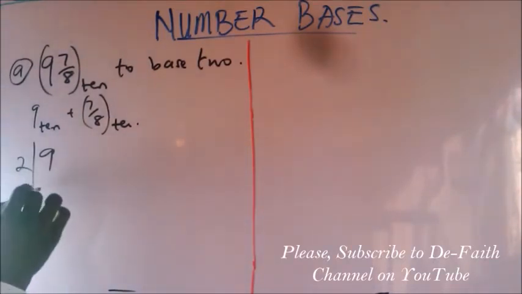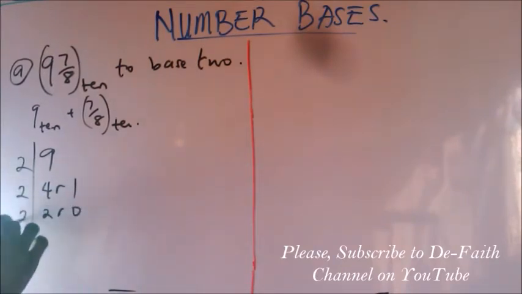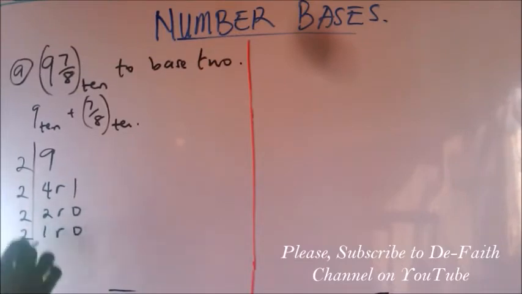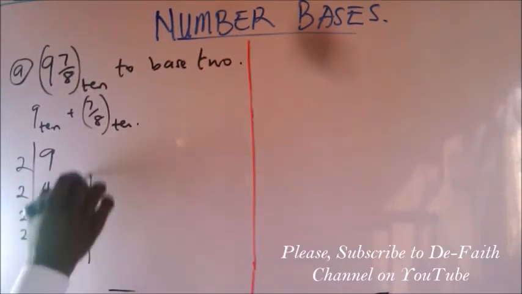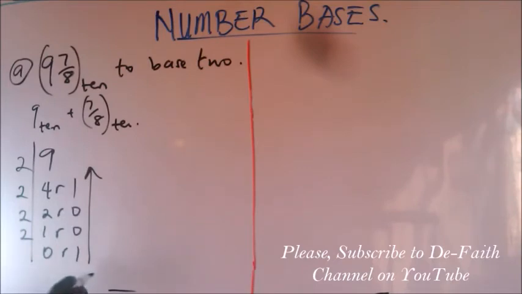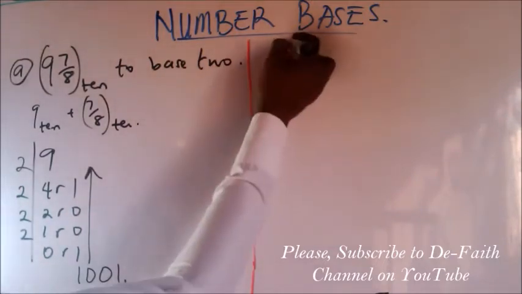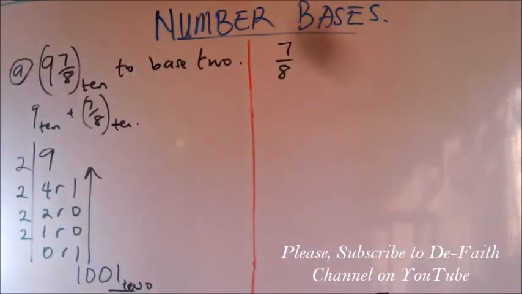2 into 9 is 4, remainder 1. 2 into 4 is 2, remainder 0. 2 into 2 is 1, remainder 0. 2 into 1 is 0, remainder 1. And so we'll take it from down. We have 1, 0, 0, 1, base 2. We have succeeded in converting it to base 2. Now we will take this 7 over 8, and this is the one that is very exciting. We have 7 over 8, which is in base 10. Now the idea here is to expand this 7.